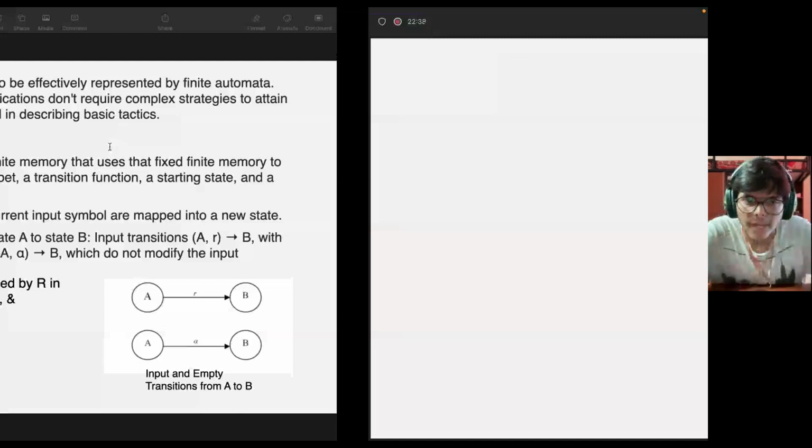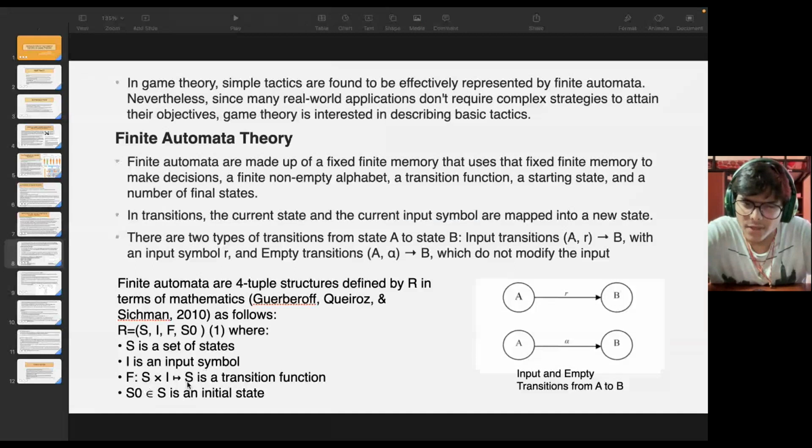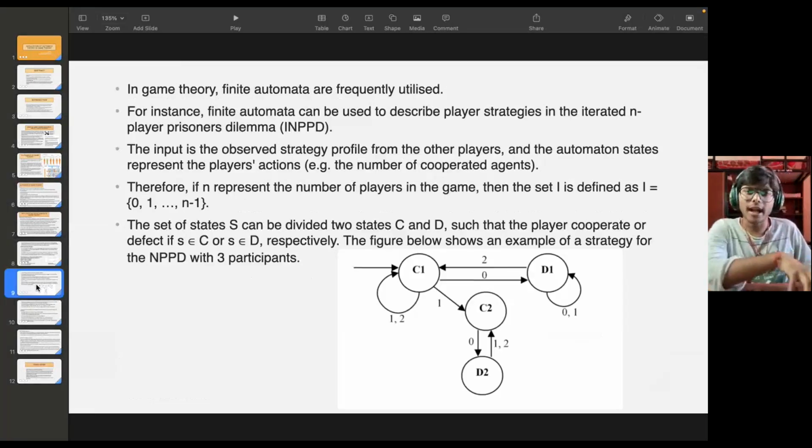So this is what they have done. S is the set of states, I is an input symbol, F is a transition function, and S naught is the initial state, right? Now, in game theory, finite automata are frequently utilized. For instance, a finite automaton can be used to describe the player strategy in the iterated n-player prisoner's dilemma, INPPD. We know what the prisoner's dilemma is, right? We just saw an example of that.